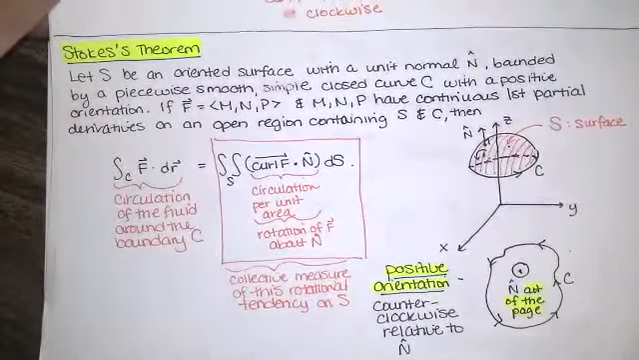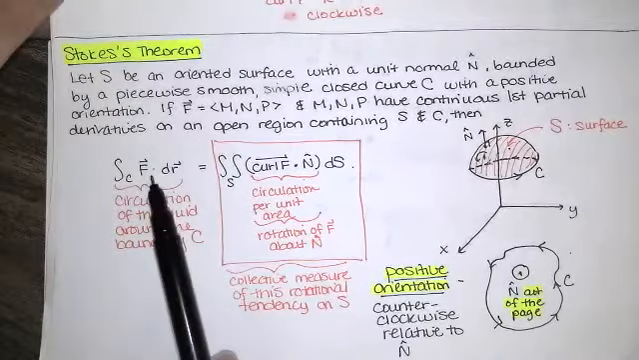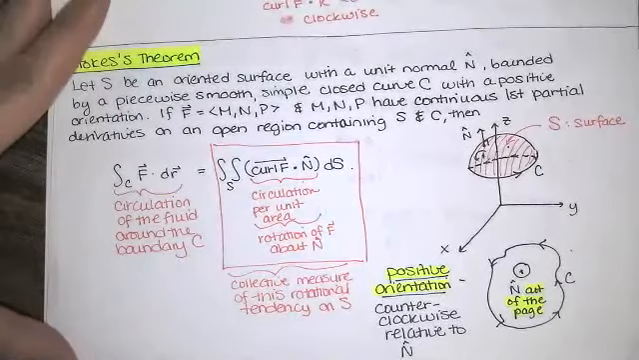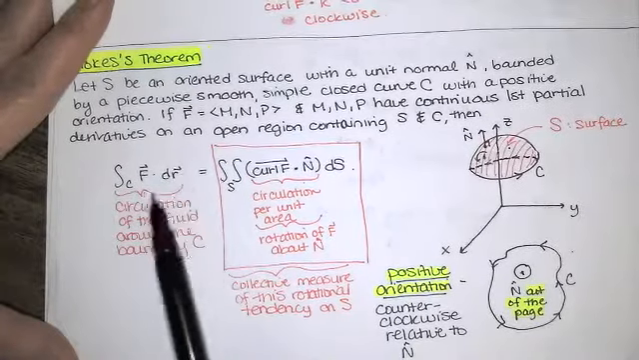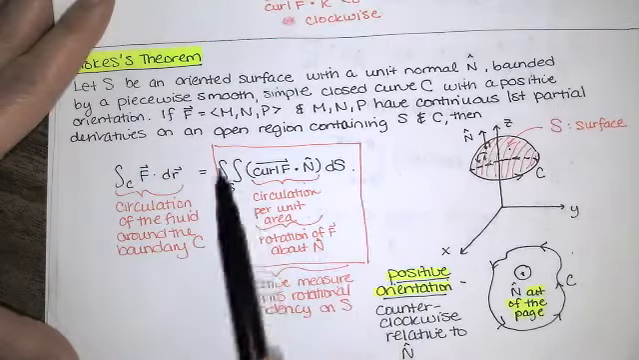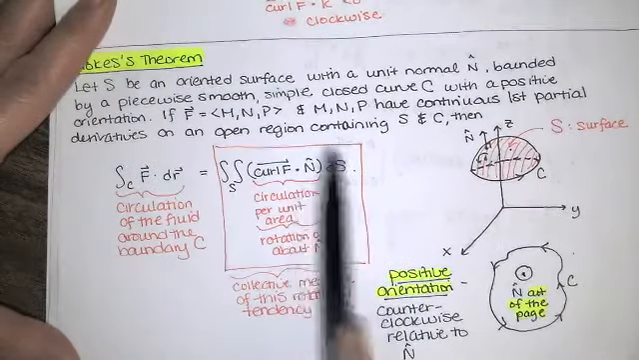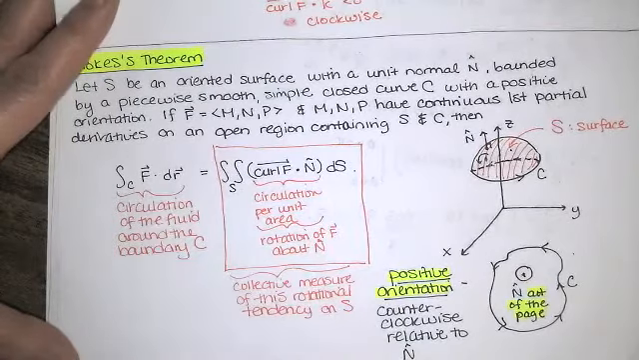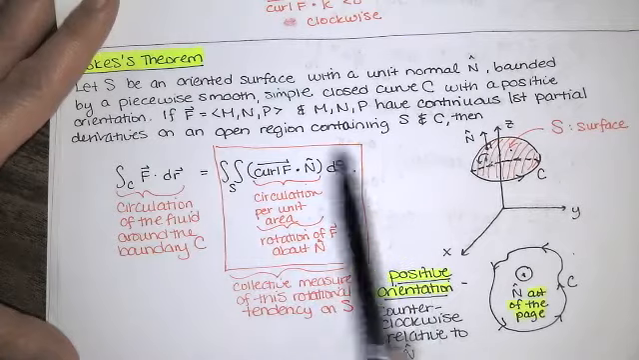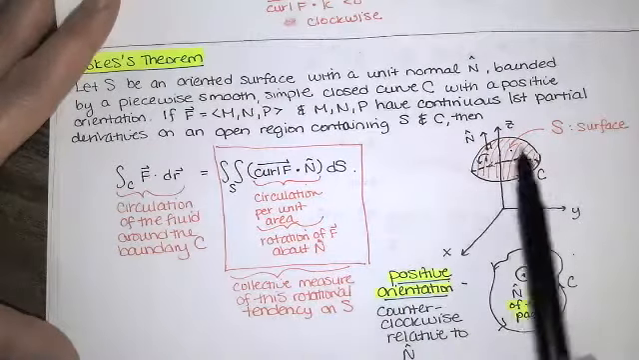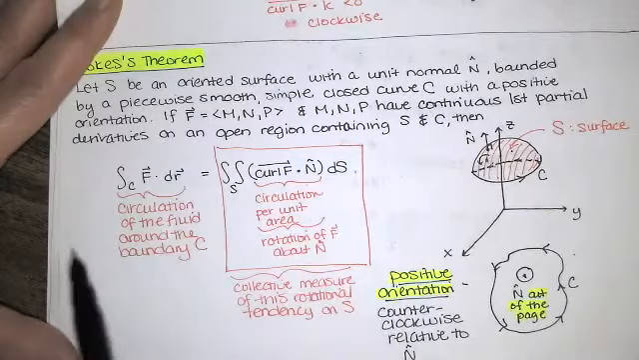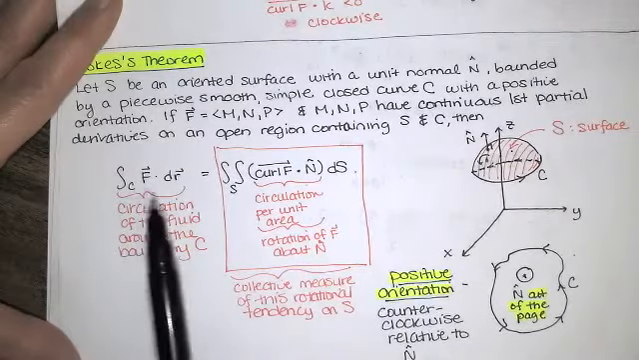Okay, now in practice, sometimes this integral is simpler to evaluate and sometimes this integral is simpler to evaluate. So we might have some desire to find the circulation of the fluid, but it's easier to compute this. So we would compute this instead of this. And sometimes we might have a desire to find the collective measure of that tendency to rotate all over the surface S. And rather than doing that, we might prefer to calculate the circulation around the boundary.